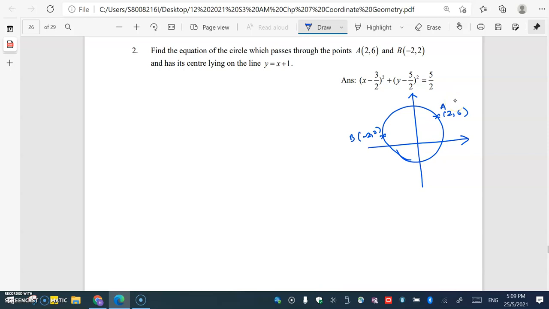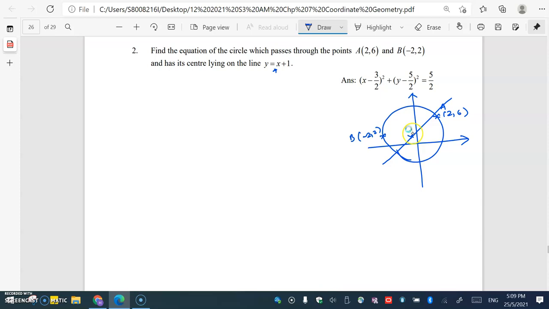The center lies on the line y equals x plus 1. Well, if I sketch in the line y equals x plus 1, this is positive 1, so I know that the gradient is upward sloping and it passes through the point 1. So I have something like this. All right, the center sits on this line, so possibly say here.